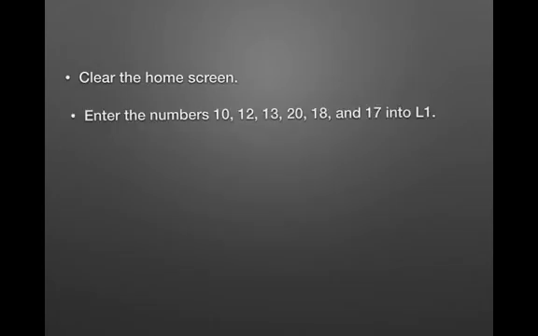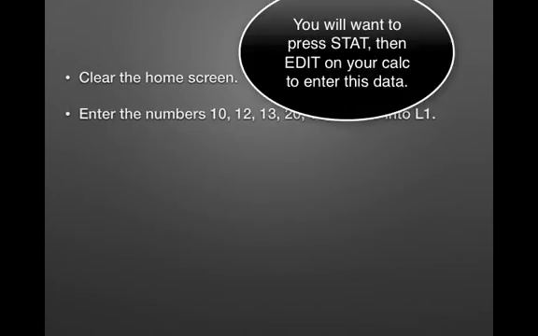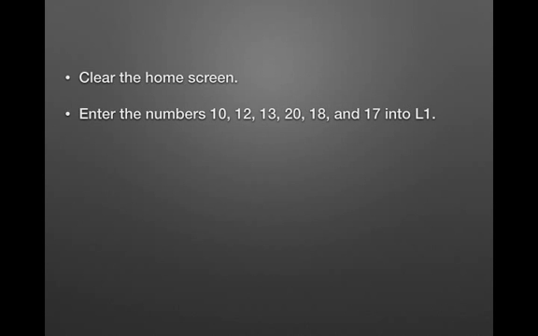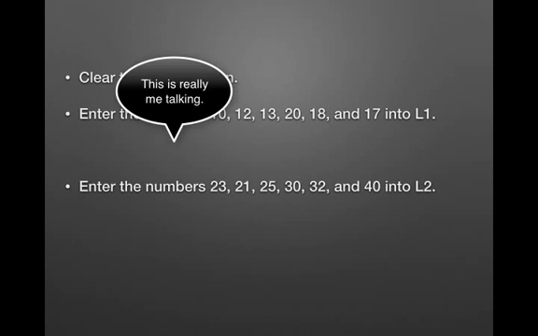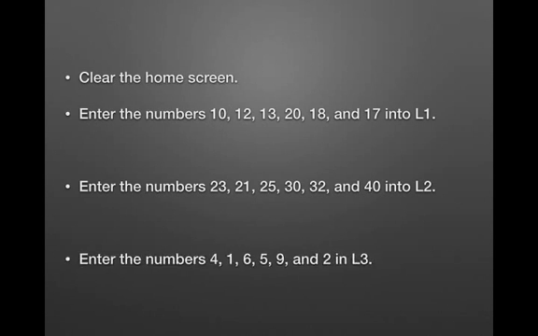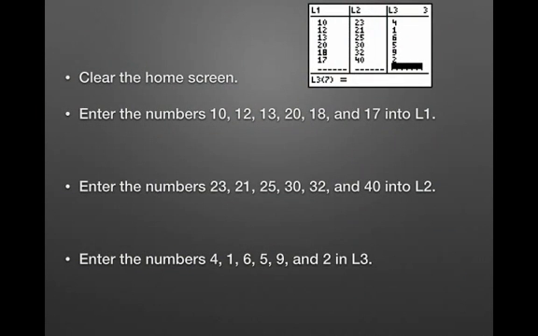The first thing you're going to have to do is clear the home screen of the calculator, and then enter your sets of data. We're going to use the numbers 10, 12, 13, 20, 18, and 17 in L1, then 23, 21, 25, 30, 32, and 40 in L2, along with 4, 1, 6, 5, 9, and 2 in L3. Enter those three sets of data. That's what it should look like on your screen.